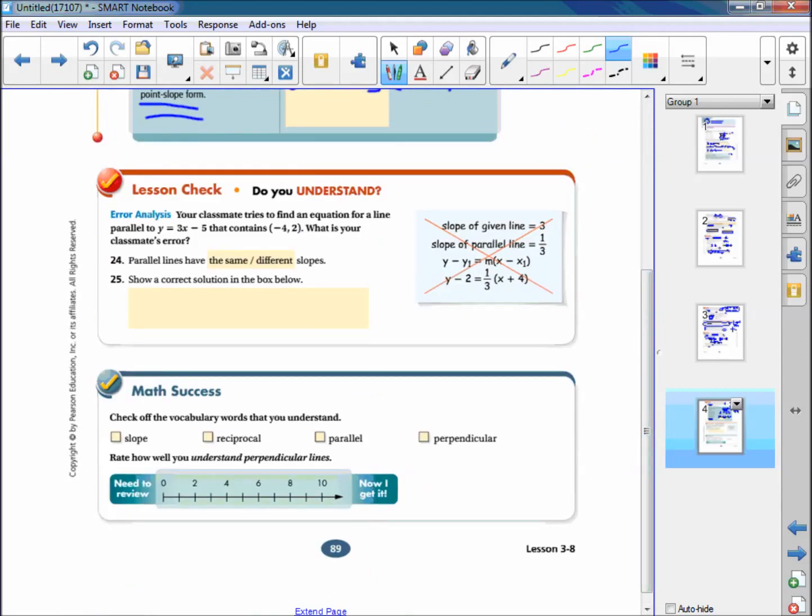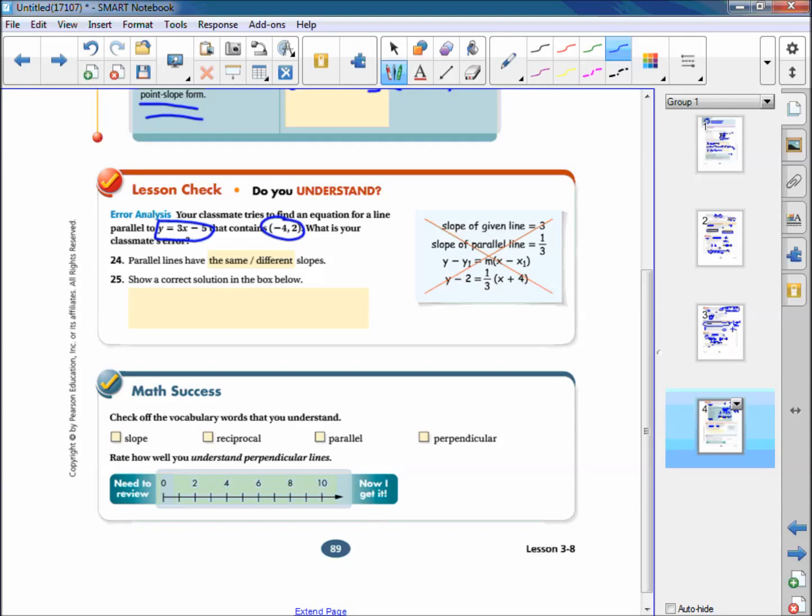Okay. All right, so we got a quick lesson check. So as always, pause the video, come back and check it afterwards. All right, welcome back. So your classmate tries to find the equation of a line that is parallel to this one and contains that point. What is your classmate's error?